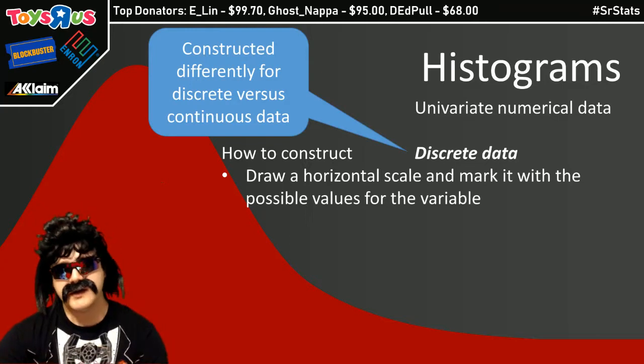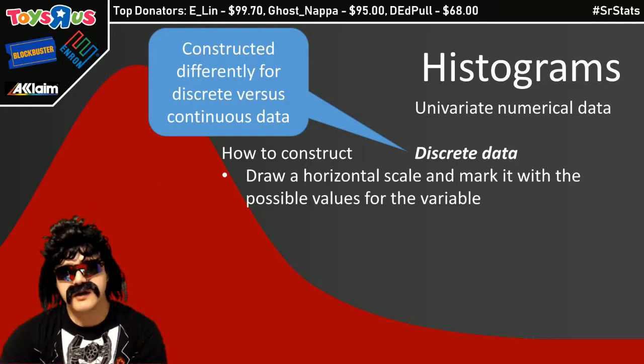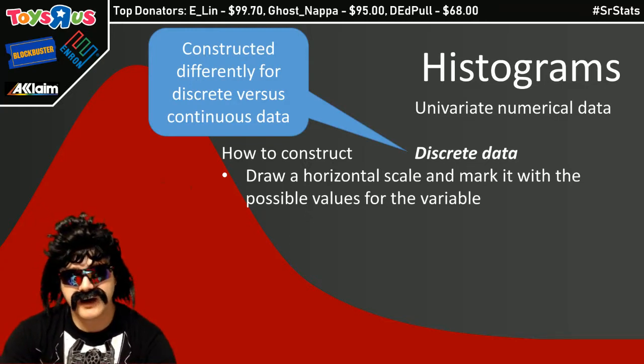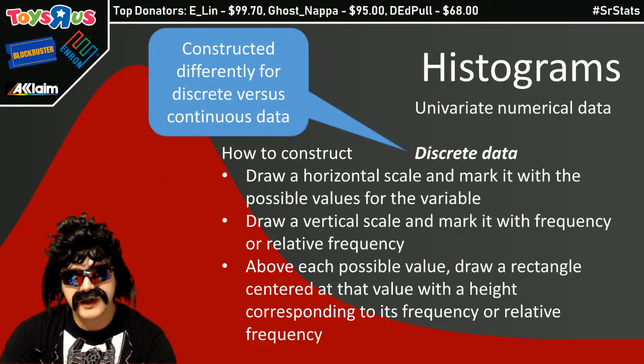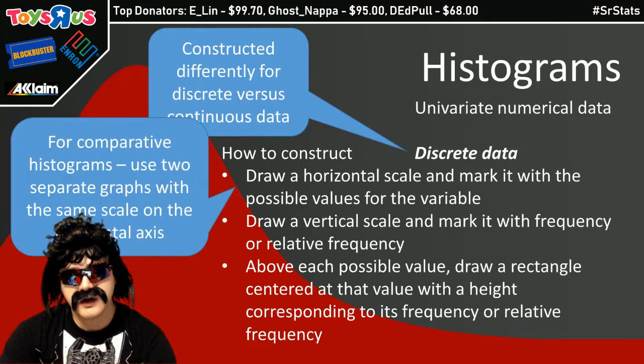You're going to draw a horizontal scale and mark it with possible values for the variable. Draw a vertical scale and mark it with frequency or relative frequency. Above each possible value, draw a rectangle centered at that value with a height corresponding to frequency or relative frequency.